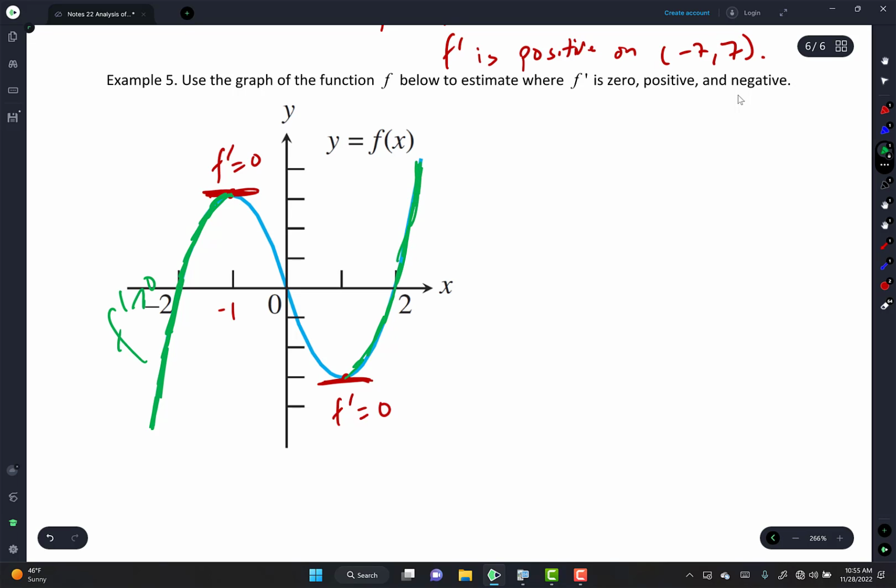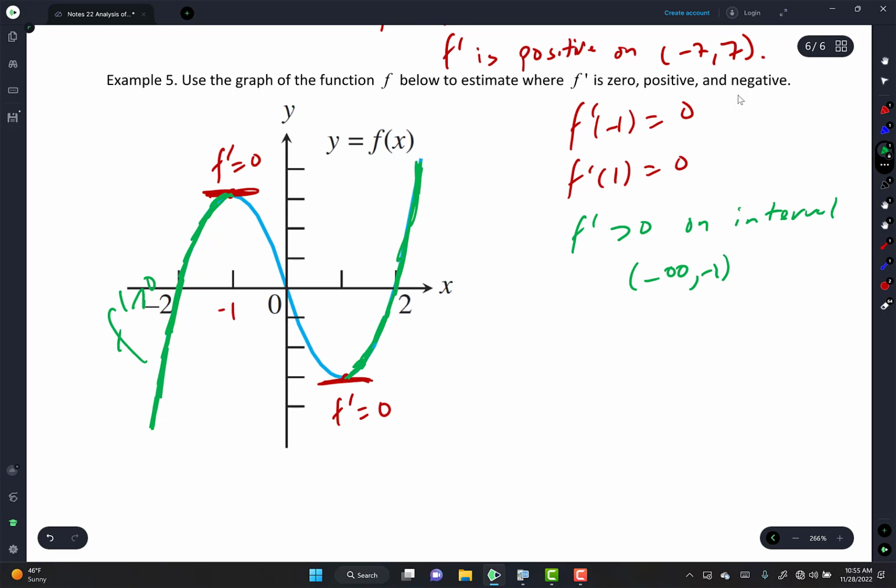So let me go ahead and write it here on the side what I'm doing so far. I know f prime of negative 1 equals 0, and f prime of 1 equals 0. And then I know f prime is positive on intervals. Notice that I'm writing intervals. So I'm going to write negative infinity, comma, to negative 1. Since I wrote f prime is positive, that's all I care about. And 1 comma to infinity.